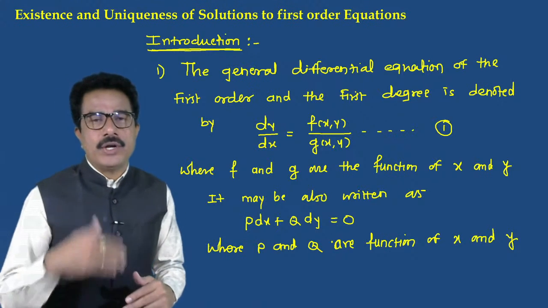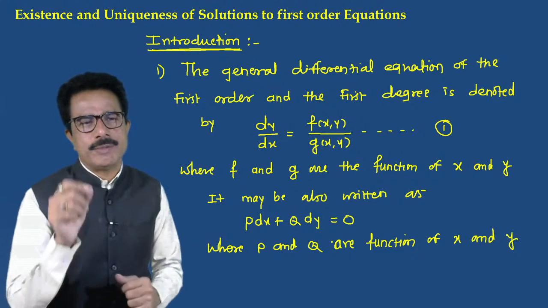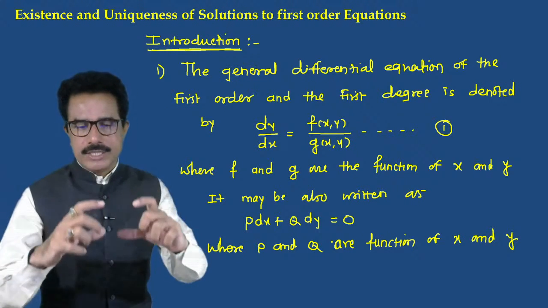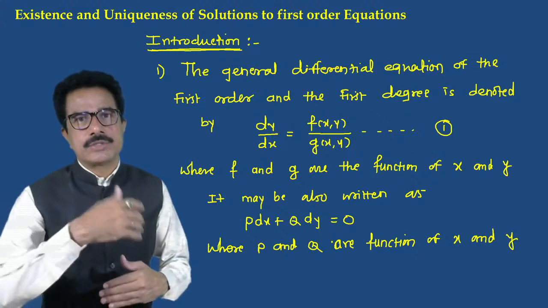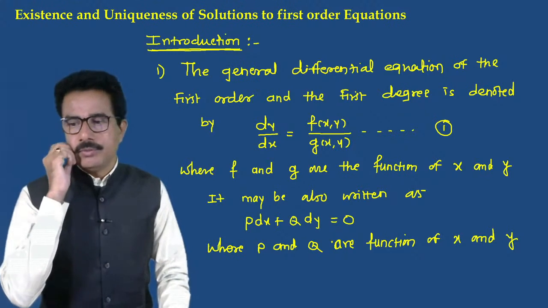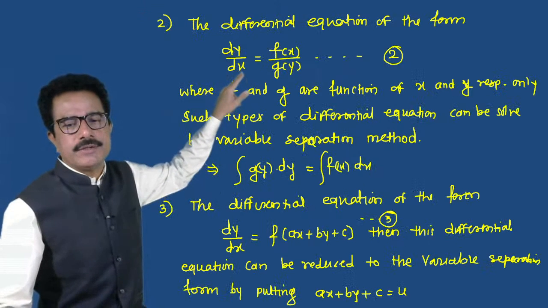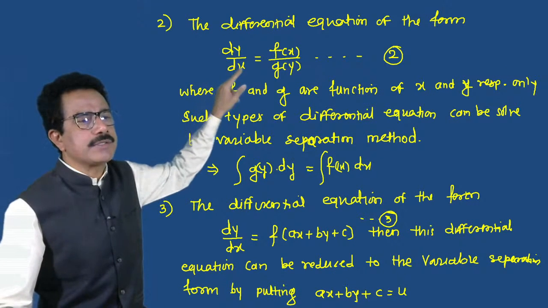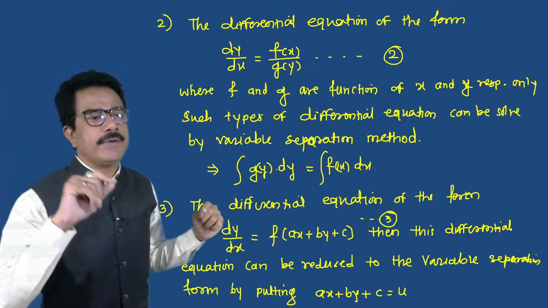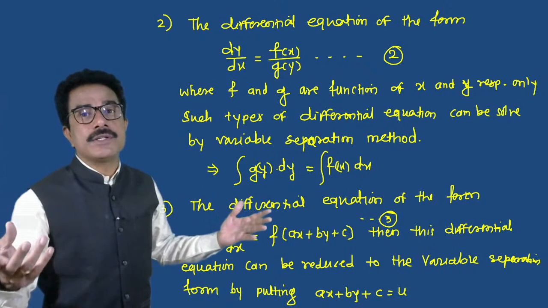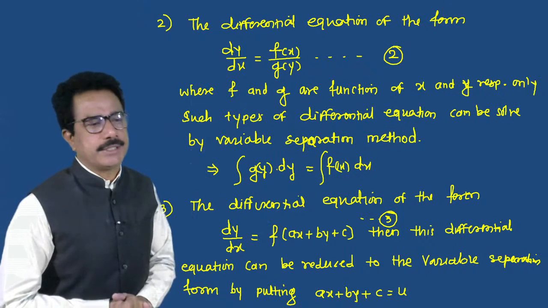But for the solution of a first order first degree differential equation, some special conditions may be required. According to that special condition, we can use the appropriate solution method. So the different solution methods are as follows. If the differential equation is in the form dy by dx equals f of x divided by g of y, that is, f is a function of x and g is a function of y only, then we can solve this differential equation by the variable separation method.